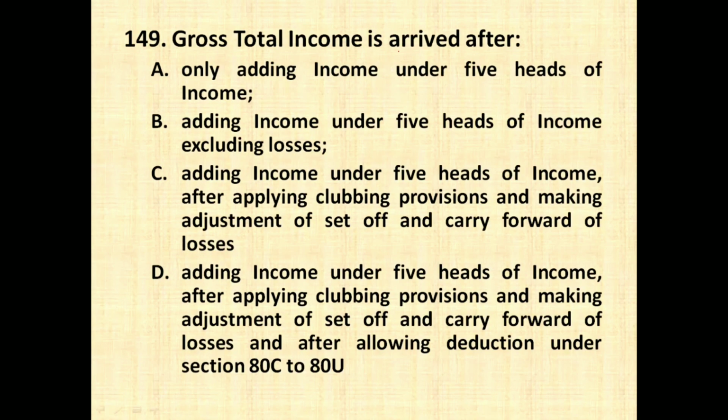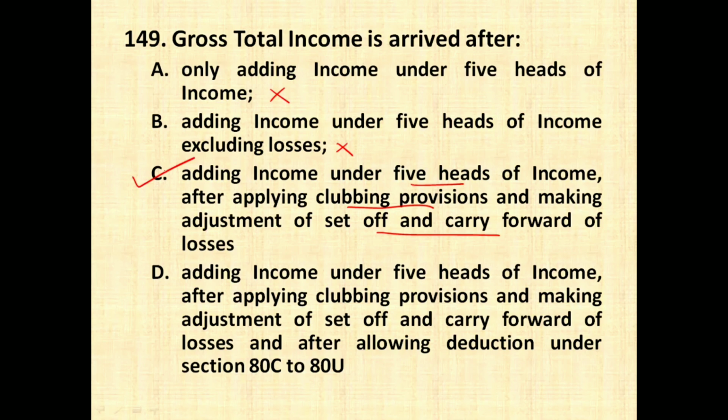Gross total income is arrived at after only adding income under 5 heads of income? No. Adding income under 5 heads of income excluding losses? No. Adding income under 5 heads of income after applying clubbing provisions and making adjustment of set off and carry forward of losses? Definitely correct.